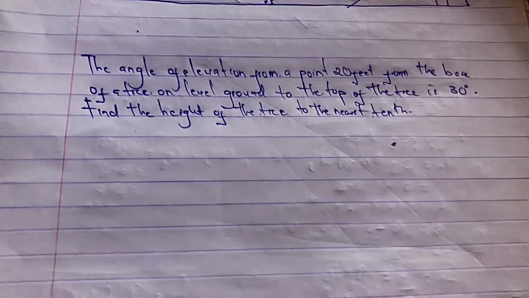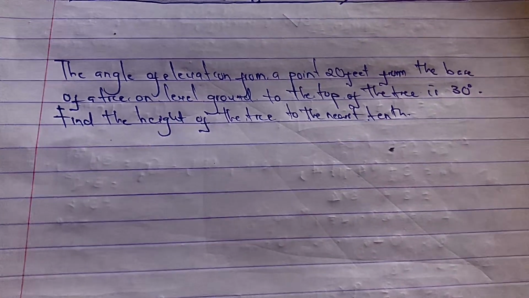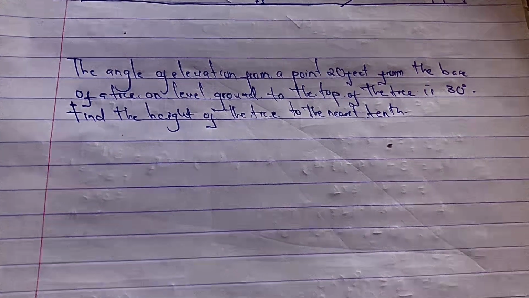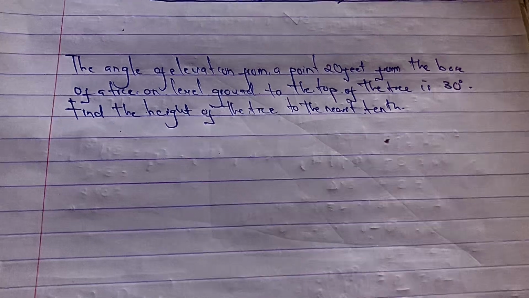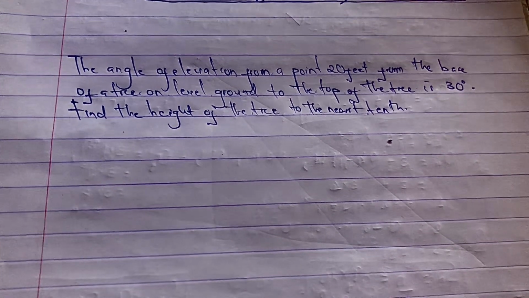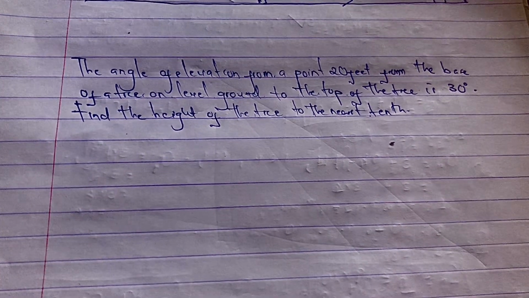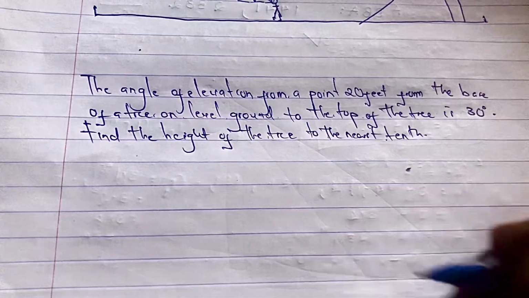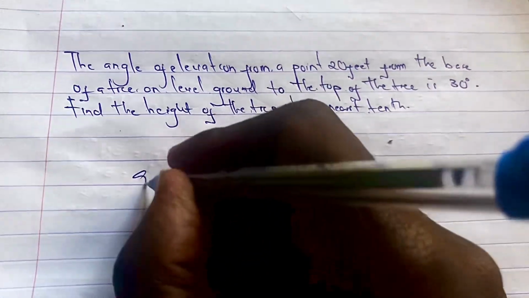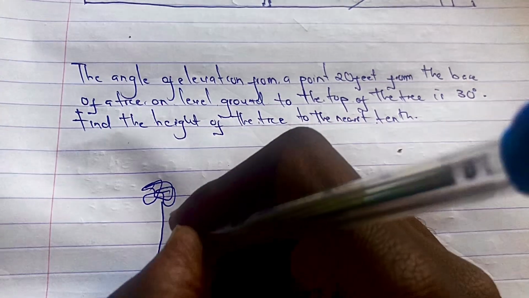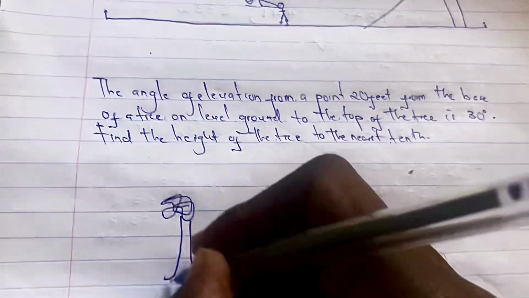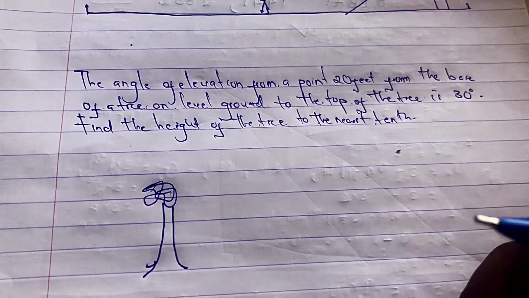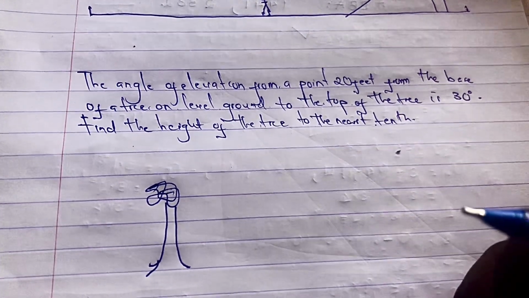They are saying here, the angle of elevation from a point 20 feet from the base of a tree on the level ground to the top of the tree is 30. Find the height of the tree to the nearest 10th. So let me try to draw. This is our tree. And they're saying the angle of elevation from a point 20 feet from the base.